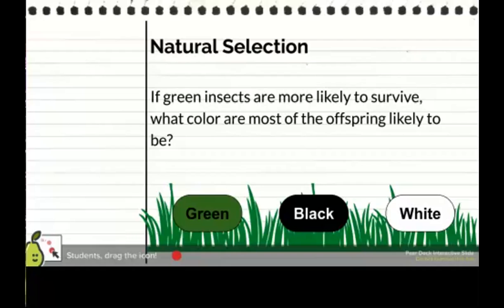All right. So if we only have, and you saw this in your bunny simulation, right? If you're in the snow and the white bunnies survive, then the white bunnies are going to reproduce, and then we're going to have more white bunnies. And so this is what natural selection actually is.